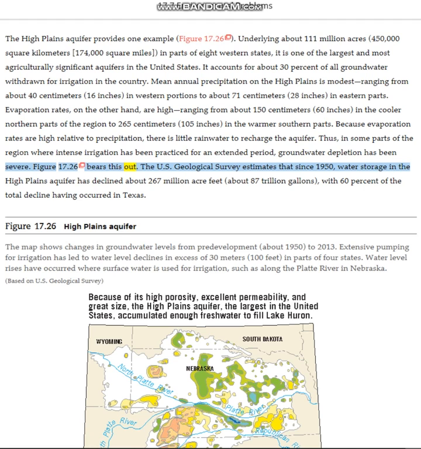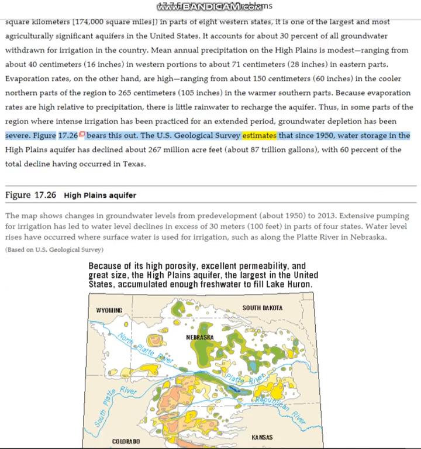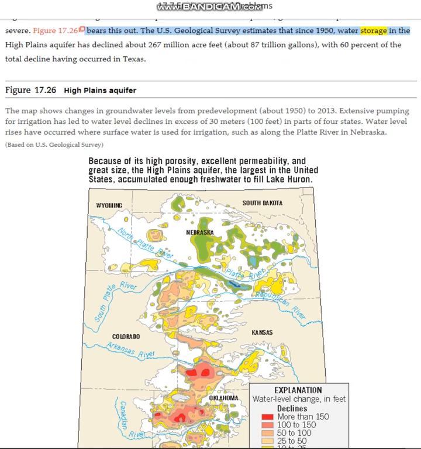Figure 17.26 bears this out. The U.S. Geological Survey estimates that since 1950, water storage in the High Plains Aquifer has declined about 267 million acre-feet, about 87 trillion gallons, with 60% of the total decline having occurred in Texas.